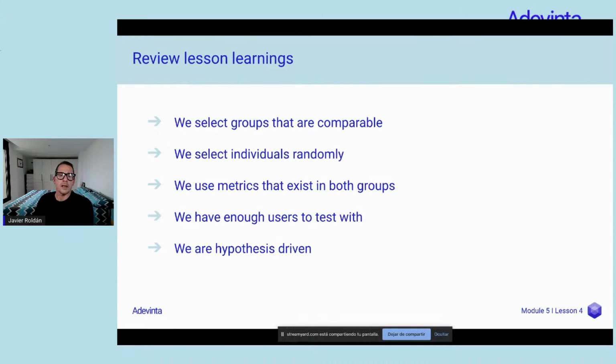Let's summarize what we have learned today. The necessary conditions to run an A/B test are: select groups that are comparable, select individuals randomly, use metrics that exist in both groups, have enough users to test with, and be hypothesis-driven.